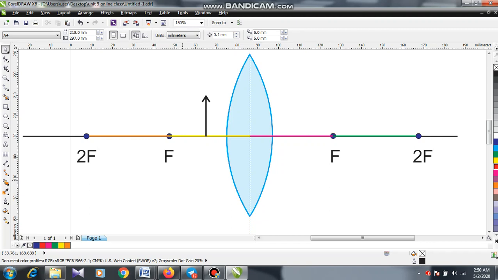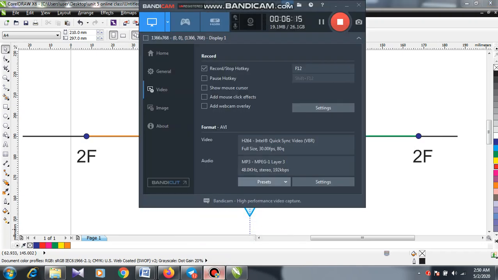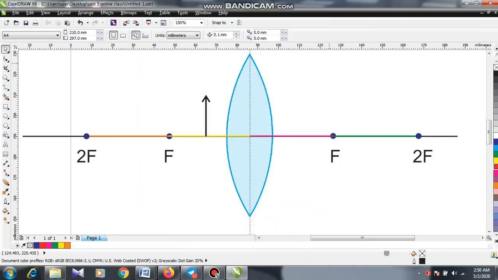So I have told you 5 object distances. 1, greater than twice of the focal length. Second, twice of the focal length. Third, greater than the focal length, less than twice of the focal length. Fourth, object distance is focal length. And the fifth, object distance is less than the focal length.